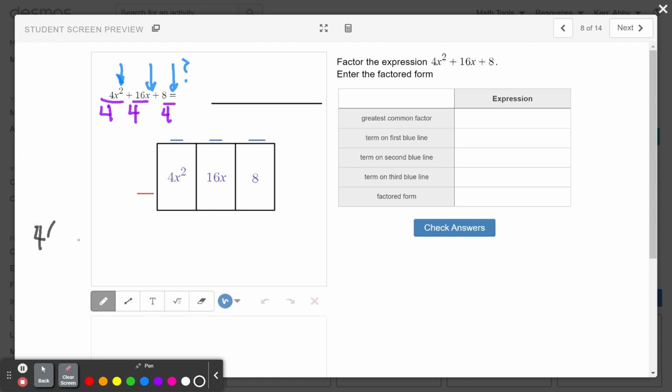And then we can divide. 4x squared divided by 4 is just x squared. 16x divided by 4 gets you 4x. 8 divided by 4 just gets you a positive 2.